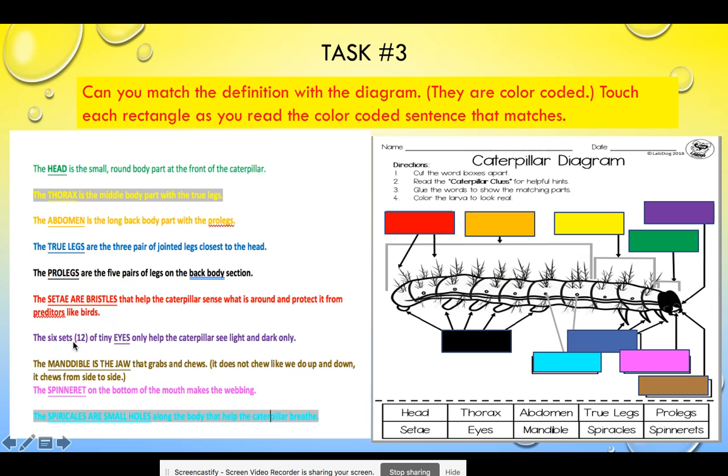The 6 sets, which makes 12 tiny eyes, only help the caterpillar see light and dark. Caterpillars do not have good vision, okay? It's not clear. They have all those eyeballs and they're not really doing anything except letting them see if it's light out or it's dark out. All right, so that's the purple here.